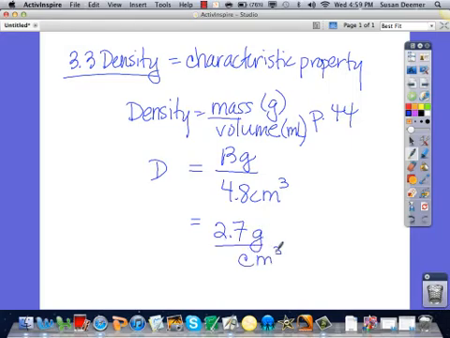So what that says basically is that 1 cubic centimeter of aluminum has a mass of 2.7 grams. So regardless of the sample size that you use, you can then use this formula to get what the mass would be for 1 cubic centimeter. And then what that allows us to do is to compare densities of different objects to each other.